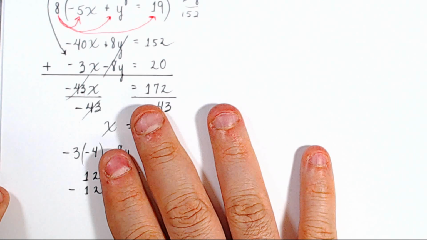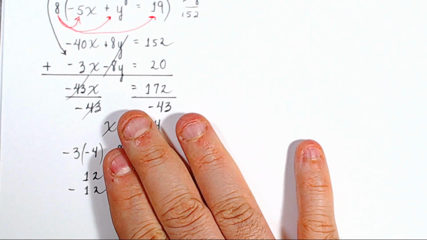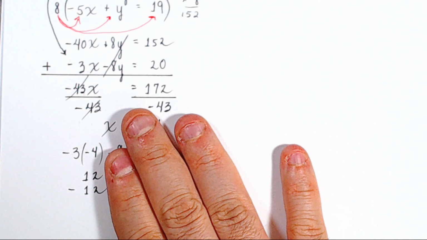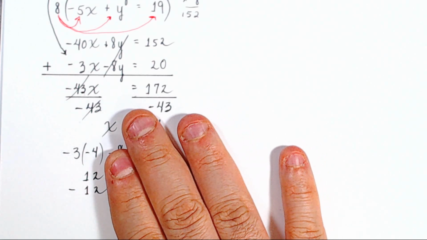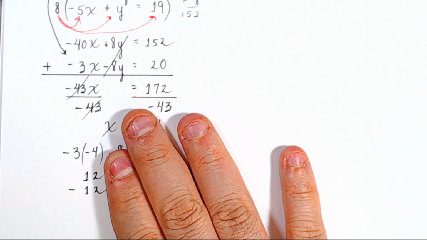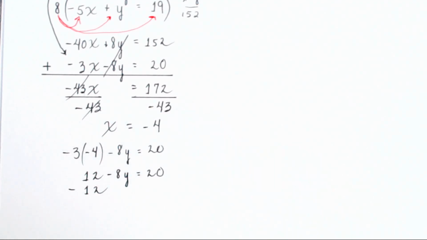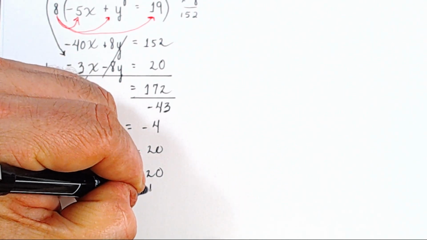Oh, cover this up. I just want to get rid of the positive 12. So if I just want to get rid of 12, I subtract 12. You just subtract 12 so you can get y by itself. I want to get y by itself, so I'm going to subtract 12 from both sides.